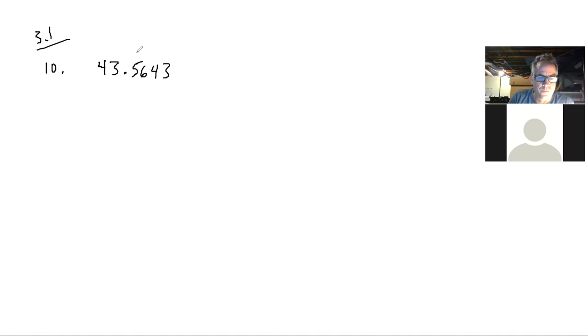And so, go to the digit that occupies that place value. Here's your tenth, and then look at the next digit. If it's 5 or more, this rounds up. If it's 4 or less, it stays the same. So this would round to the tenths place, 43.6.